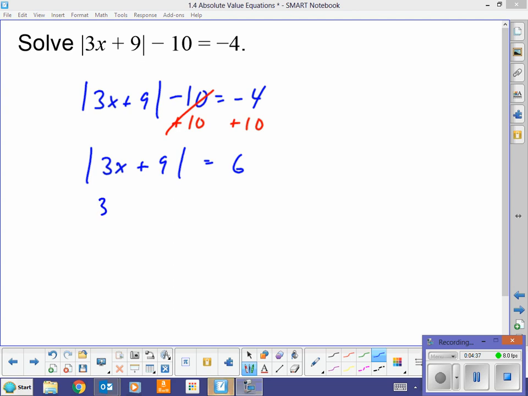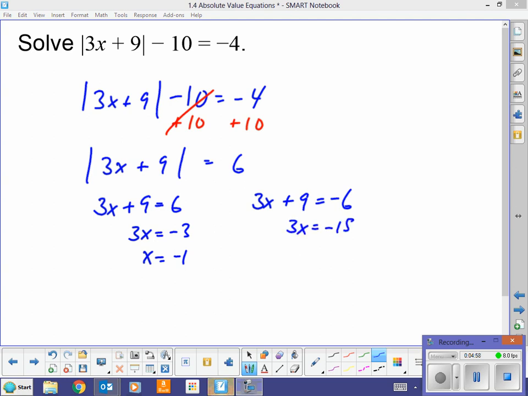So at this point, I can do my two cases, 3x plus 9 equals 6, my positive case, and my negative case, 3x plus 9 equals negative 6. Okay, I'm going to subtract 9 from both sides here, so 3x will equal negative 3, x equals negative 1. Over here, if I subtract 9 from both sides, 3x will equal negative 15. So x will equal negative 5. So those are my two solutions. So just to review, isolate the absolute value bracket first. So you're looking for something like this where the absolute value bracket is by itself on one side of the equal sign. Okay?